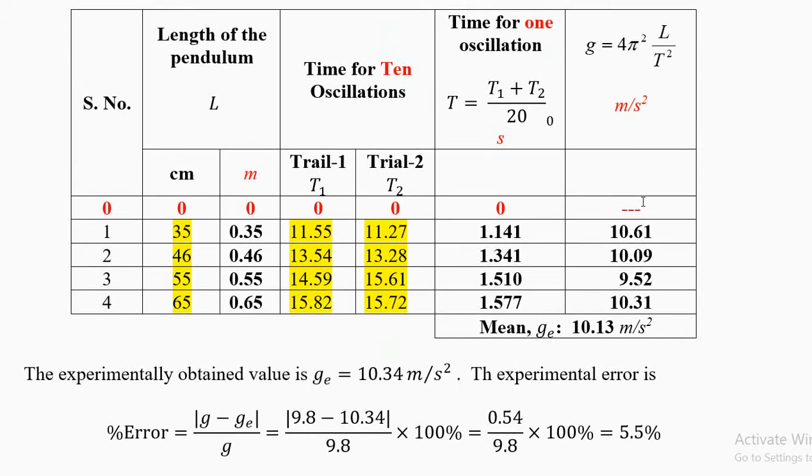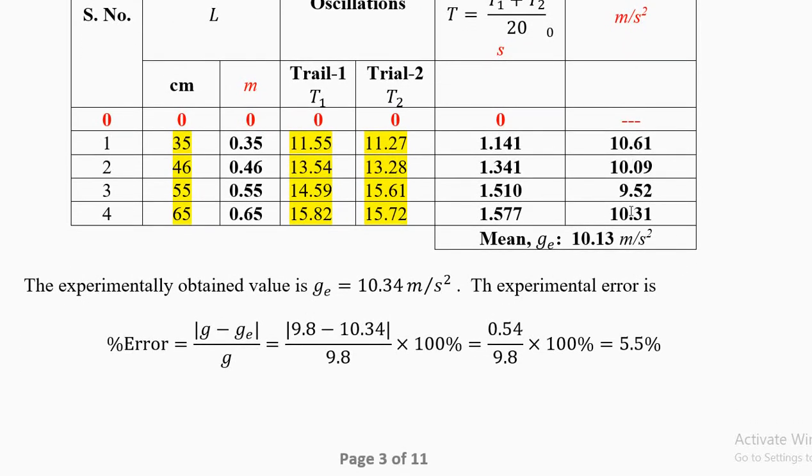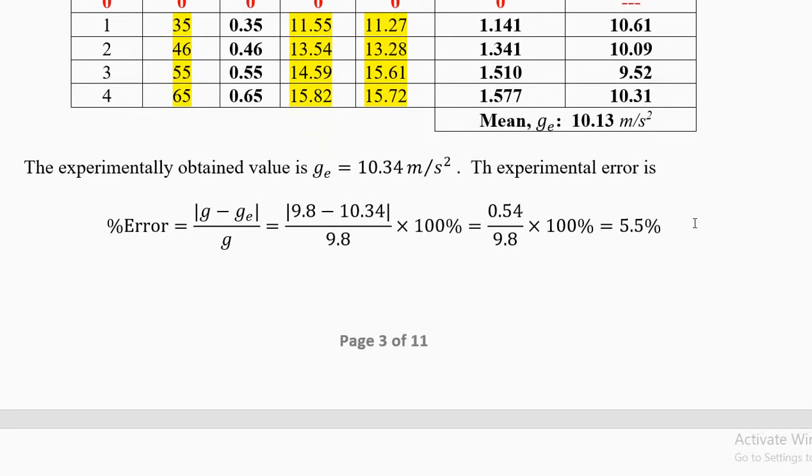Now calculate the G. G is how much? 4 pi square, this is your L, and divided by 1.141 square. Write two numbers after the point. Do not write more numbers. It doesn't look nice. After you get these four numbers, take the average. Average will be how much? 10.6, 10.09, 9.52, 10.3. It will be 10 point something. It is 10.13. We write small e means experiment. Now your experimental value is 10.13. Not 34. It is 10.13.